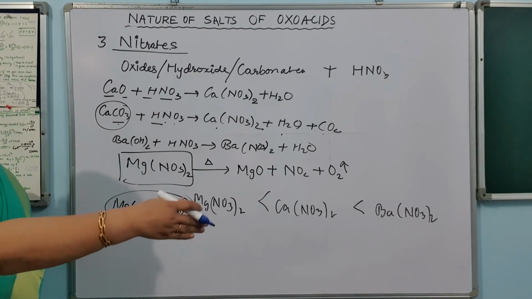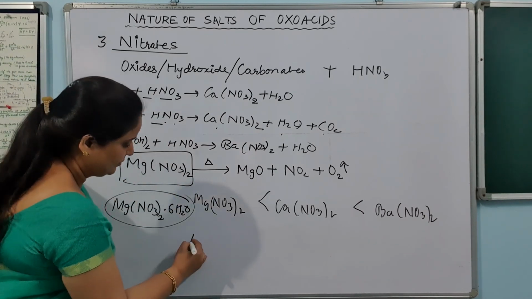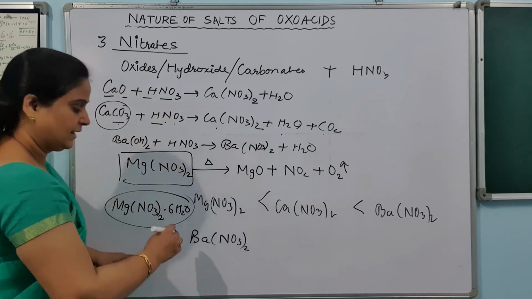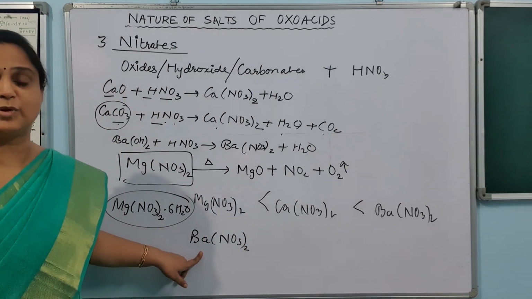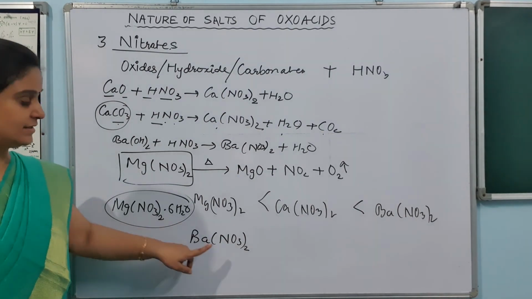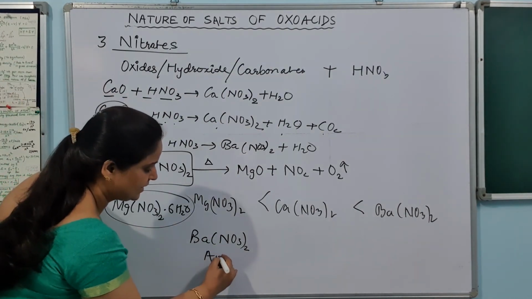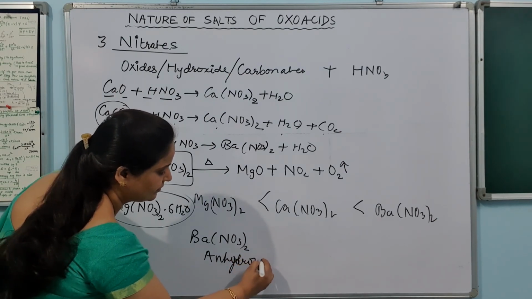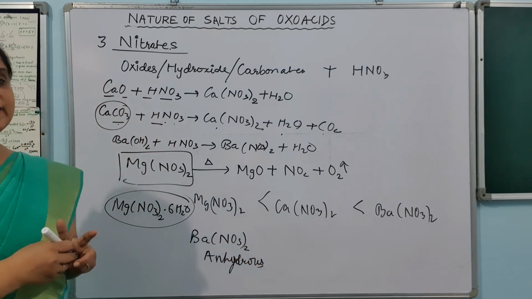जबकि आगे जाते जाएंगे तो बेरियम नाइट्रेट Ba(NO3)2 does not exist in the form of a hydrated molecule. How does it exist? It exists as an anhydrous molecule. Okay, so this way their tendency changes.